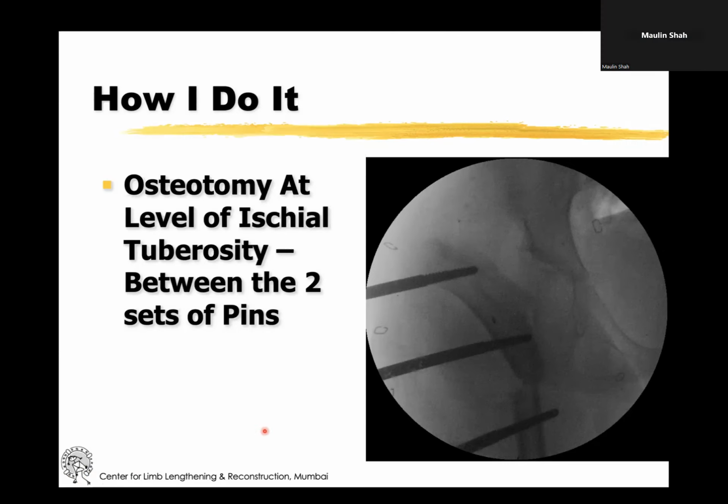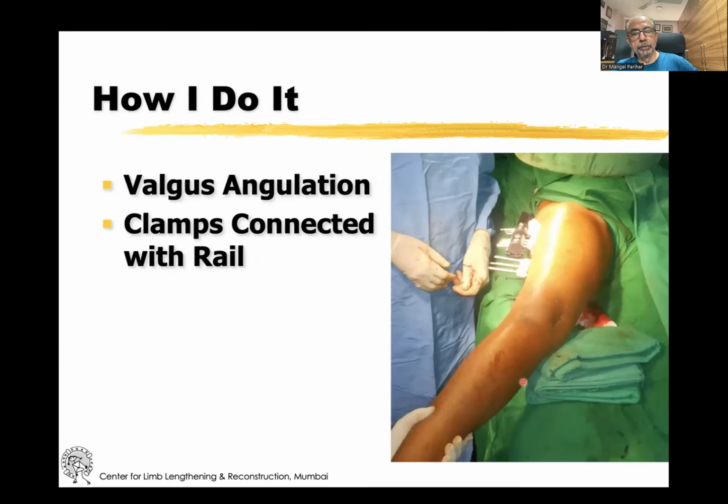So to give internal rotation, you want to put the pins in the proximal fragment at a few angles. What I was asking is, can we put the pins in the distal fragment from a bit posterior to anterior? So when we align it on a rail, there will be internal rotation of the extremity. Yes, you can. That can be done, right? So then we do the osteotomy between those two sets of pins, and then get those pins parallel to each other.